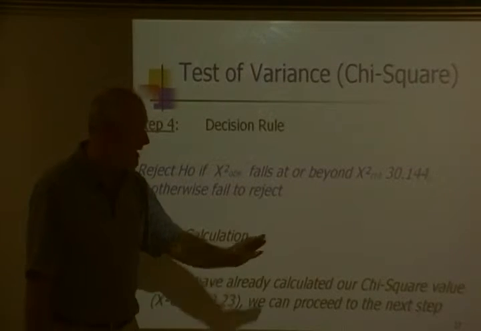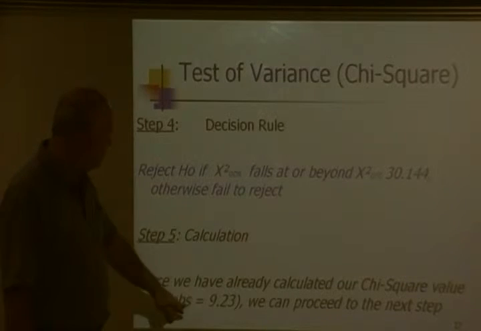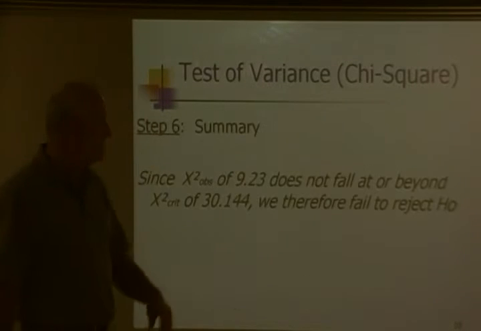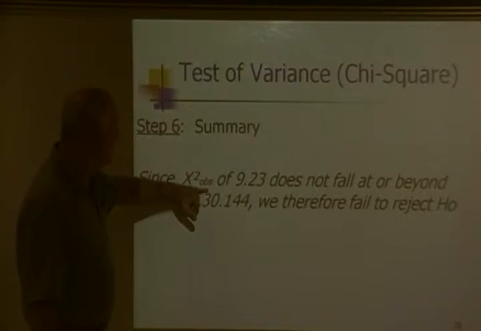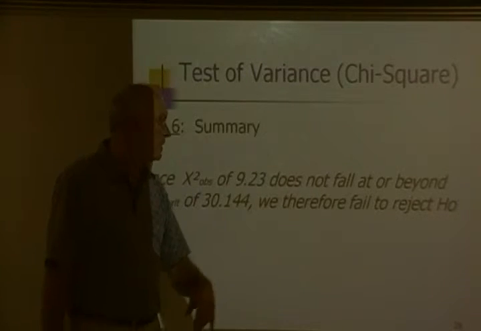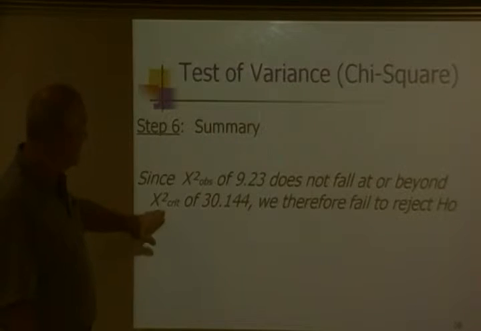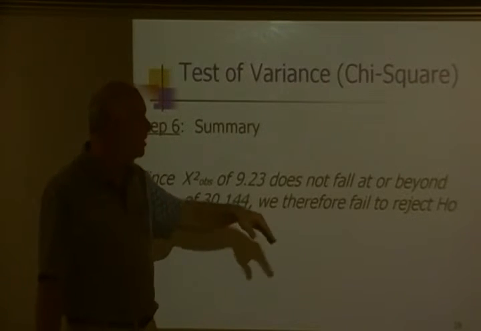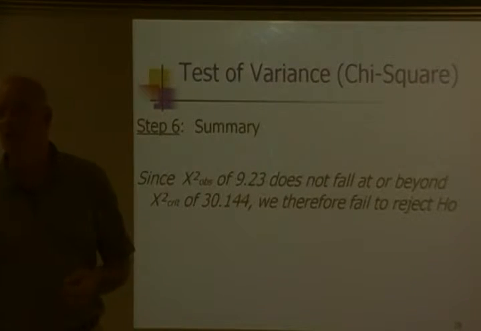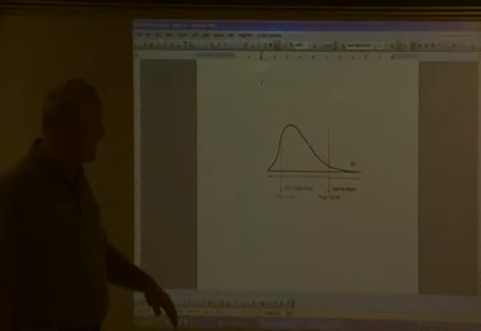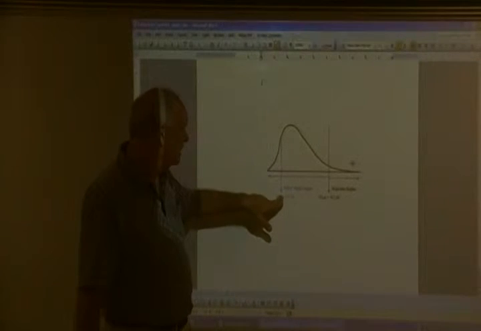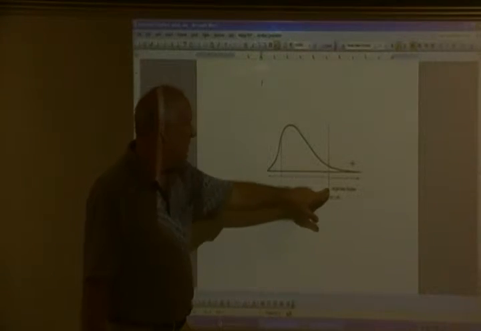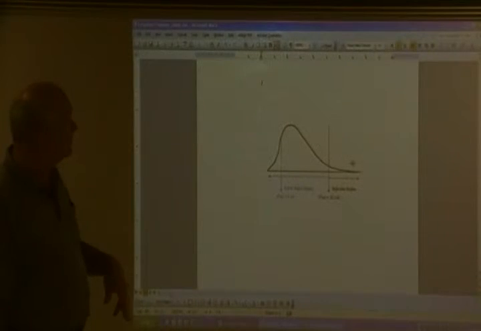Calculation, we've already calculated the chi-square value to be 9.23, so we can proceed to the next step, which is step 6. Since chi-square observed of 9.23 does not fall at or beyond chi-square critical of 30.144, we therefore fail to reject the null hypothesis. So we know that, in conclusion, and you see the rejection region, the 9.23 falls into the fail to reject region.